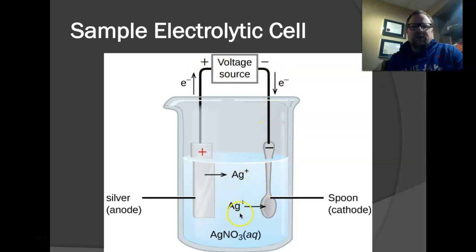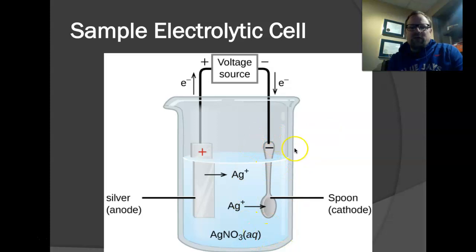That electron would move up here and along this circuit. Those silver ions then would bump up against the spoon on the other side, and those electrons that are coming in from the power source would be gained by the silver ion, and we would end up creating a silver atom on the surface of that spoon. Every single time a silver ion bumps up against the spoon, it's going to gain an electron at the cathode, and it's going to turn into a piece of metal silver again, rather than the silver ions.